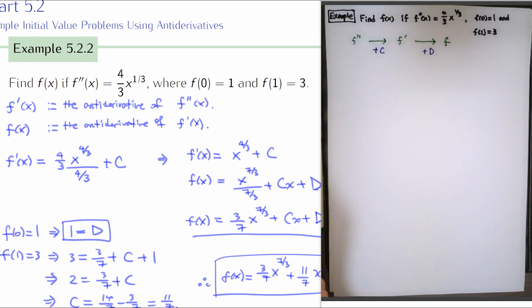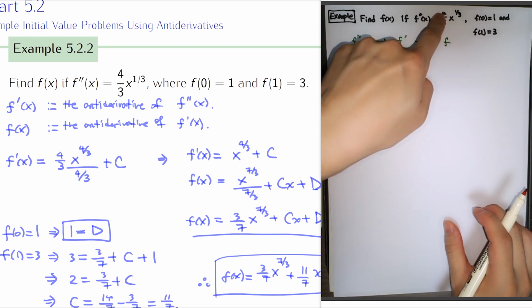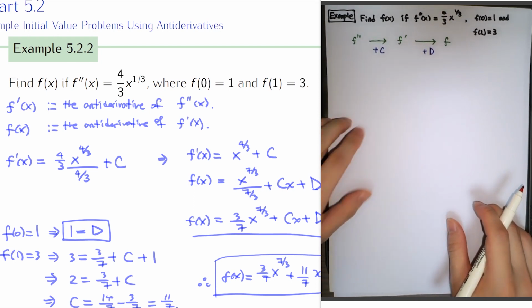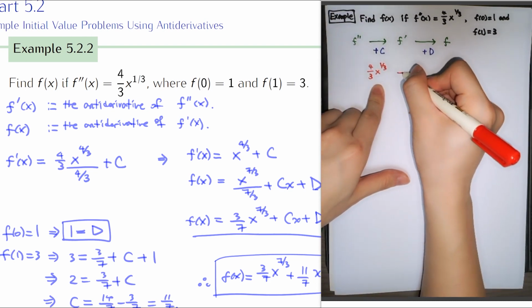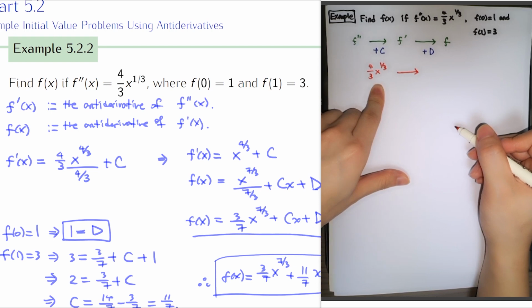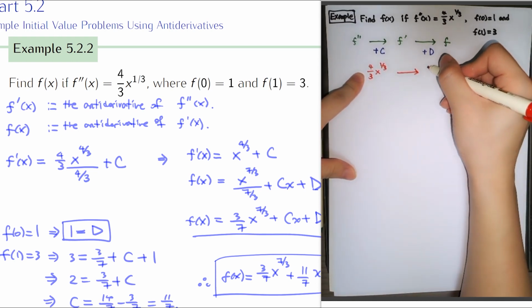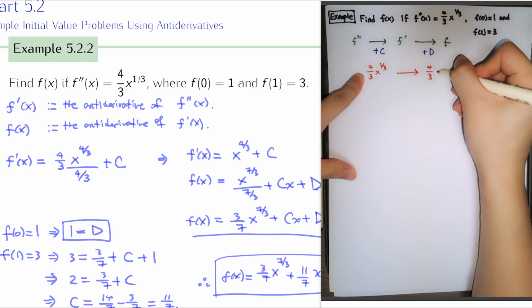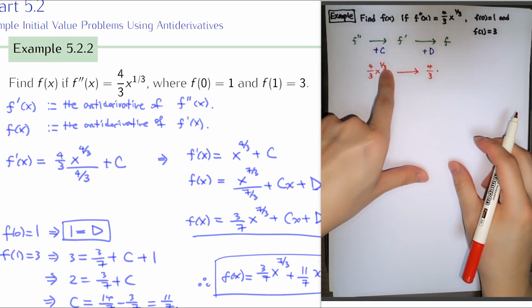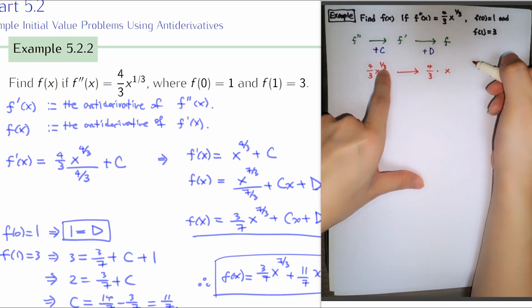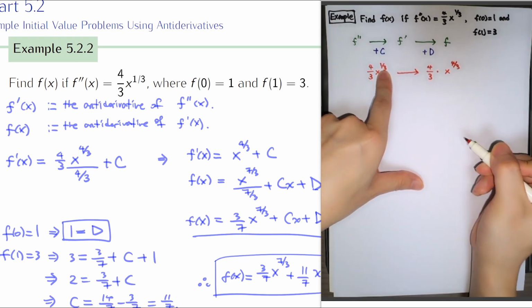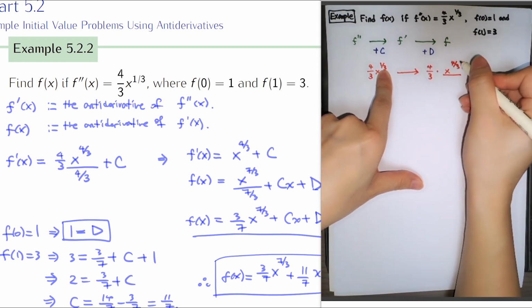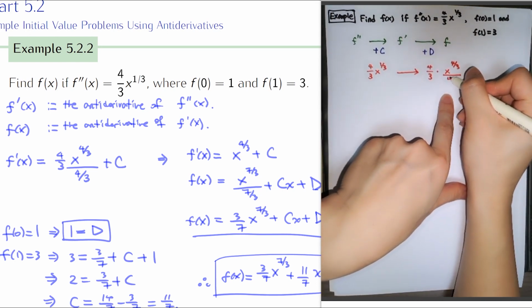Okay, all right, let's try this. F double prime is 4 over 3 times x to the power of 1/3. So like this, right? Suppose you apply the antidifferentiation once. Then 4 over 3 acts like the constant, like this, times x to the power of 1/3 becomes x to the power of 1/3 plus 1, which is 4 over 3, like this. And then, of course, copy and paste this new power at the bottom, which is 4 over 3.